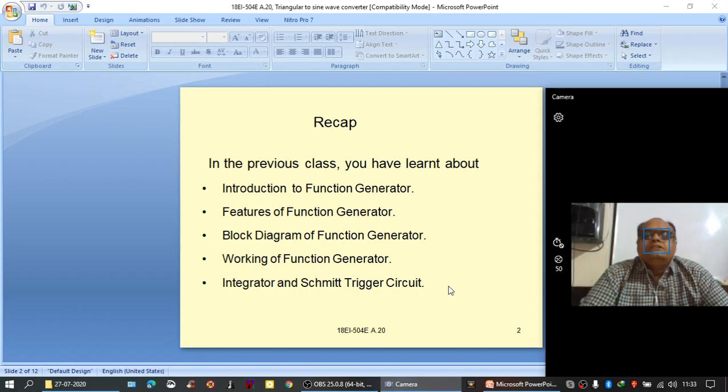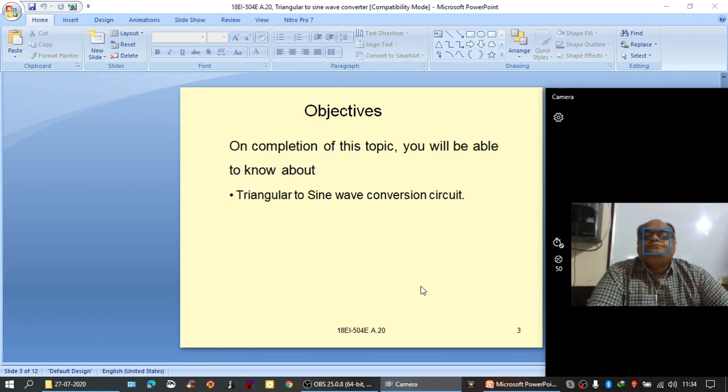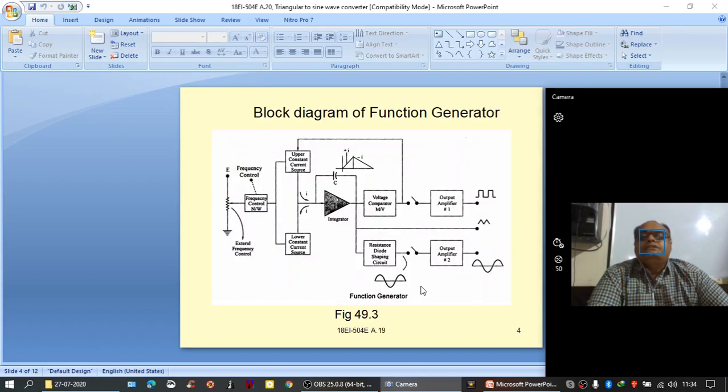Similarly, the triangular wave output is given to a triangular wave to sine wave converter, in which we can convert the triangular wave output into a sinusoidal signal. That we will see today. Triangular to sinusoidal wave conversion.